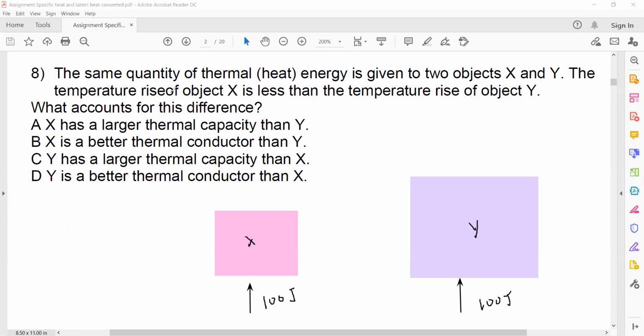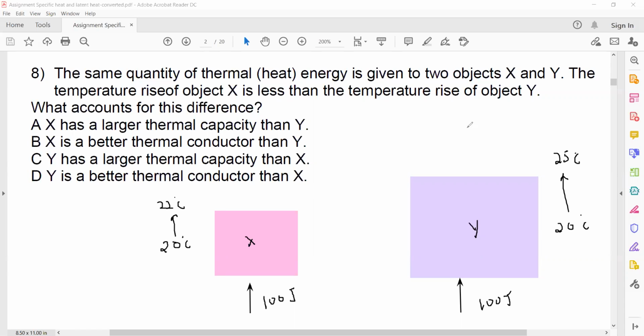Then what happened? The temperature rise of X is less than Y. Means for example, for X, the temperature changes from 20 degrees to 22 degrees. And for Y, the same initial temperature but it changes higher, like from 20 to 25.